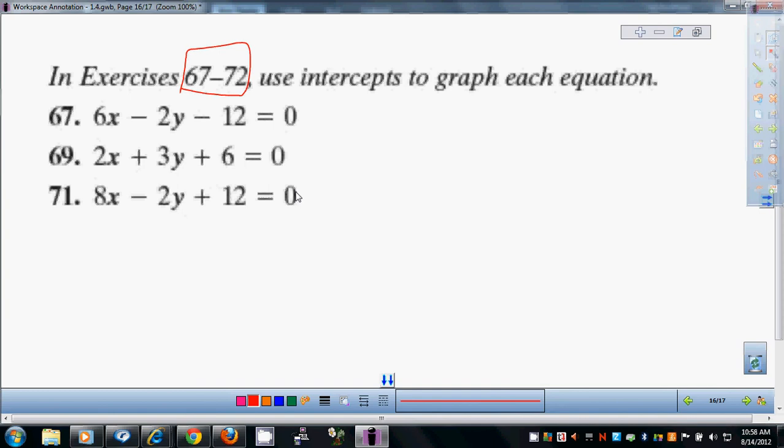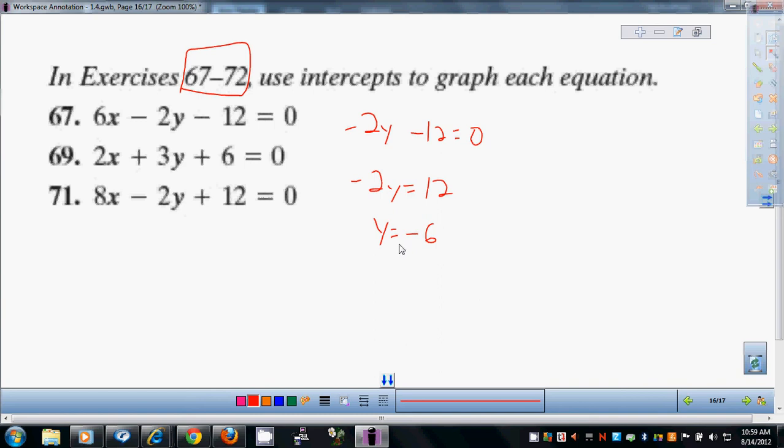Thinking time. Let's say I say your y-intercept of this equation is 3. What is the actual coordinate for that y-intercept? 0, 3. Your x is 0. The way to pull intercepts out of an equation is just plug in 0 for the other variable. So for 67, if I'm looking for my y-intercept, I'm going to plug in 0 for x, which gives me negative 2y minus 12 equals 0. Because this goes away when you plug in 0 for x. Solve. Divide. And your y-intercept is negative 6.